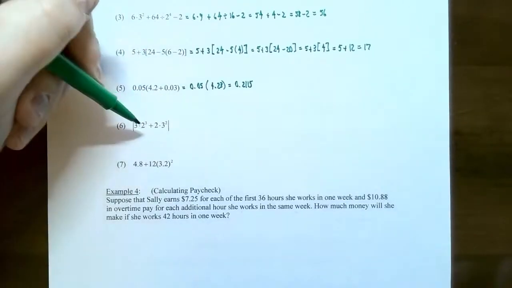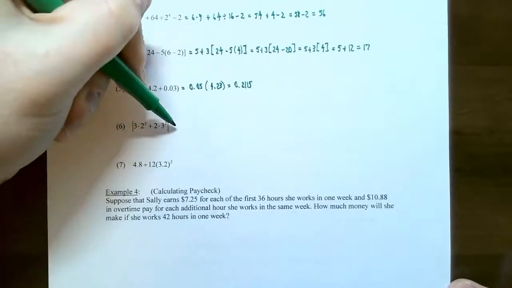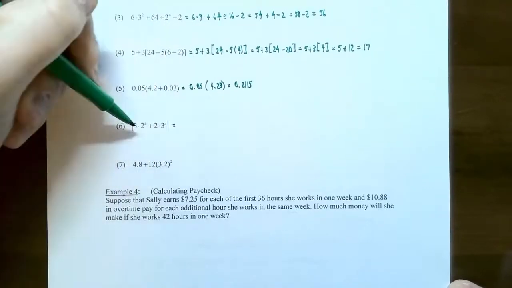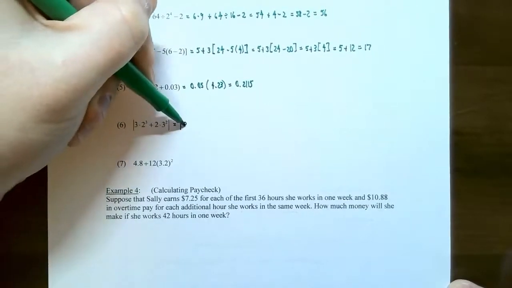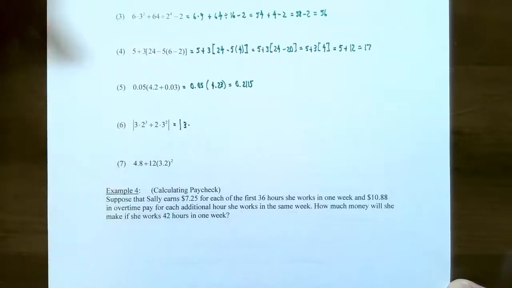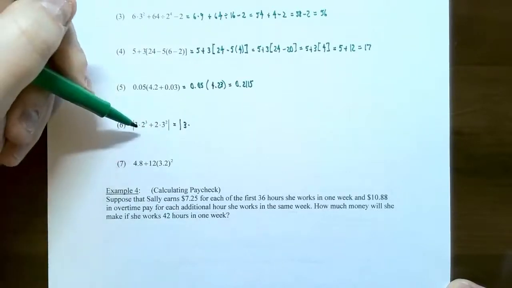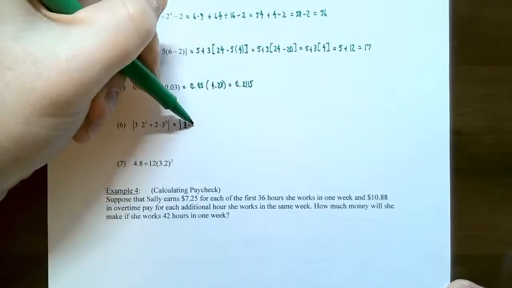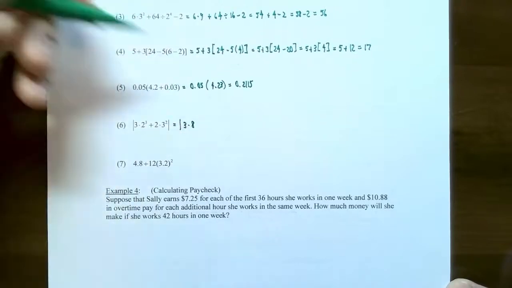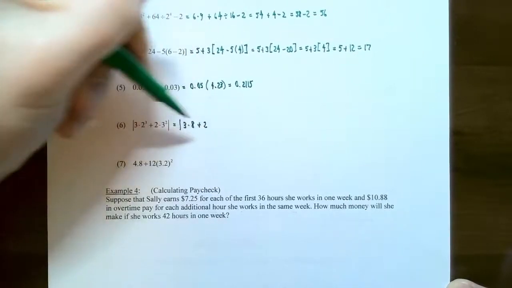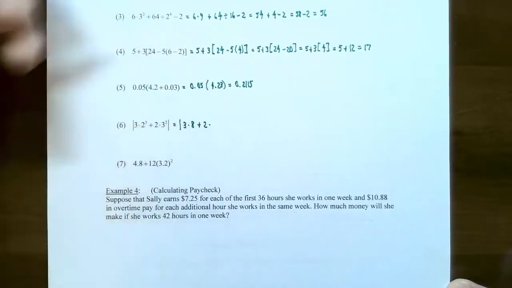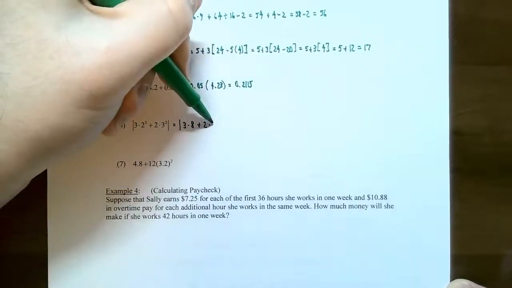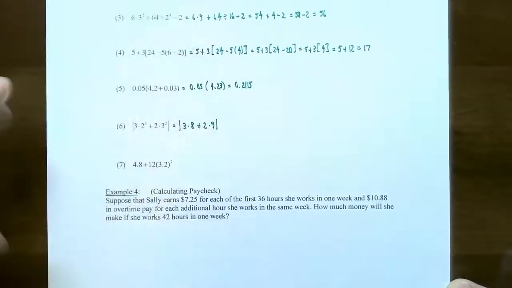So inside the absolute value, notice you have exponents. So do exponents first. You have absolute value of 3 times 2 to the third power, or 2 cubed. That's 2 times 2 times 2. We've done that a couple times now. That's 8. Plus 2 times 3 squared. We did that one earlier as well. 3 times 3 is 9. And that's all inside the absolute value.